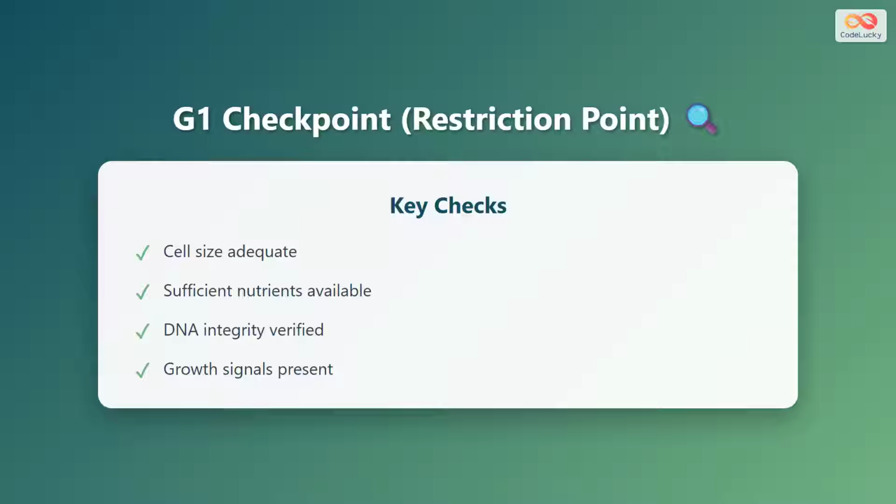The G1 checkpoint is often called the restriction point because it's the point of no return. Once a cell passes this checkpoint, it's committed to completing the division cycle. At this checkpoint, the cell checks four critical things. First, is the cell large enough to divide? Second, are there sufficient nutrients available? Third, is the DNA intact without damage? And fourth, are proper growth signals present? If any of these conditions aren't met, the cell won't proceed to S phase.